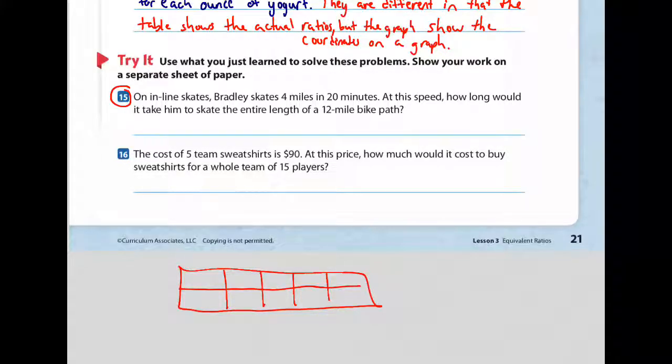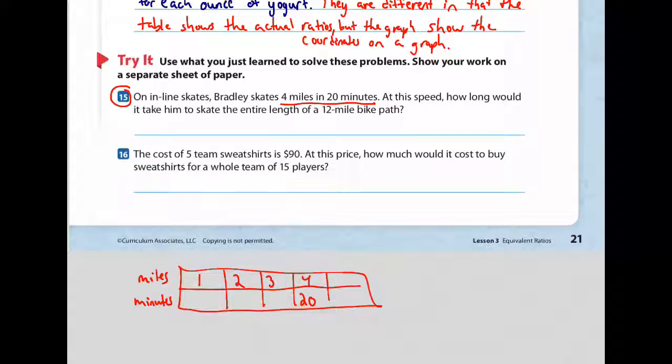Okay, so here's what 15 says. On inline skates, Bradley skates 4 miles in 20 minutes. So that is a ratio. So I'm going to even write that down here. So miles, minutes, and I'm just going to put 4 miles. So it's 1, 2, 3, 4 miles is 20 minutes. So that's the ratio that they started with. At this speed, how long would it take him to skate the entire length of a 12-mile bike path?